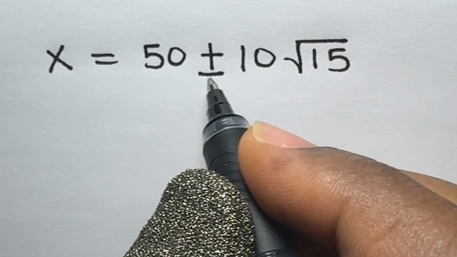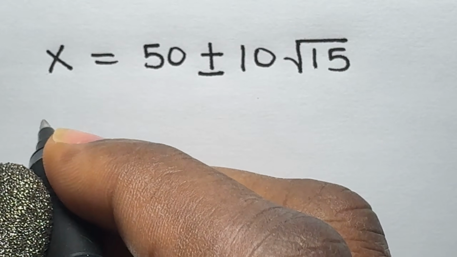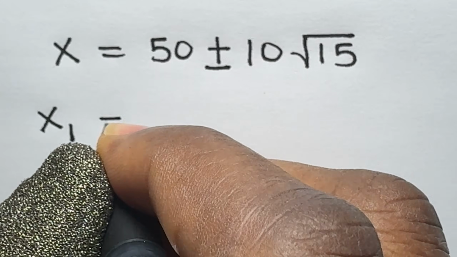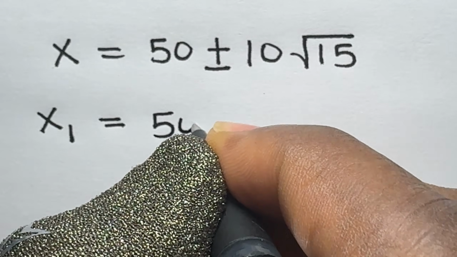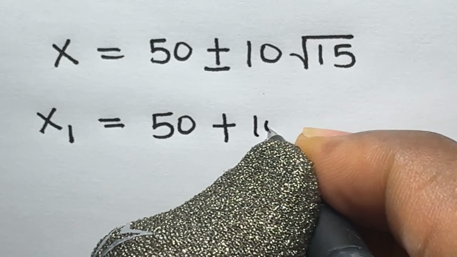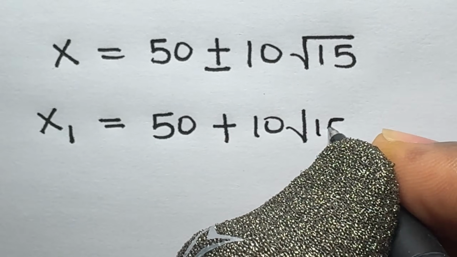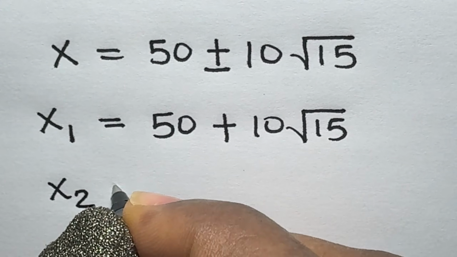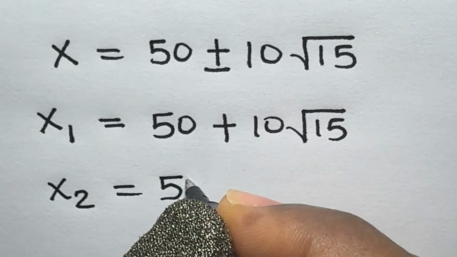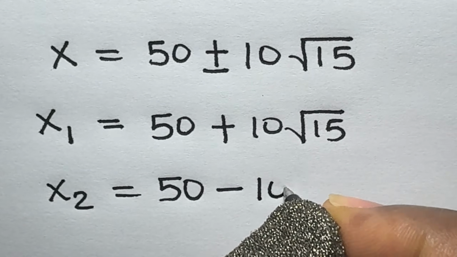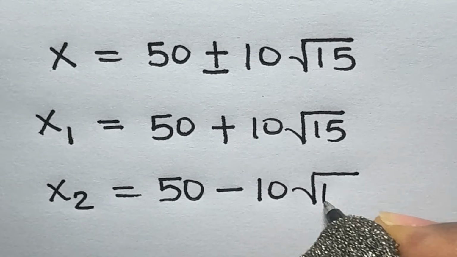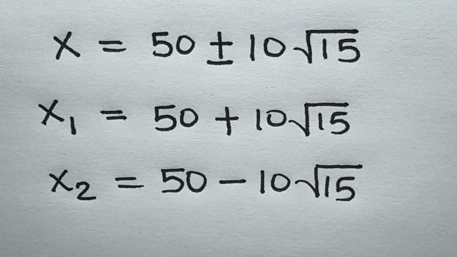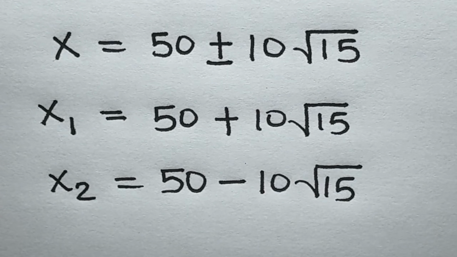We need to separate this into two different values. So we're going to have x1 is equal to the positive sign, 50 plus 10 root 15, and then x2 is equal to the negative, 50 minus 10 root 15. So we have two values for x. We then need to get the corresponding values for y.